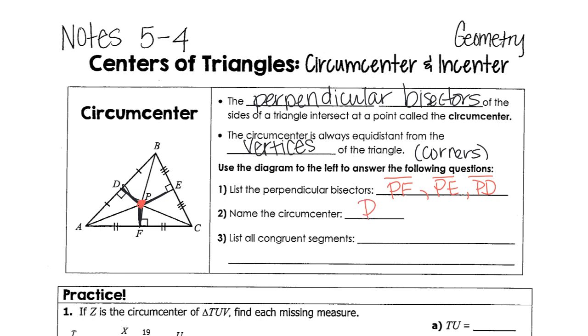So now we're going to list our congruent segments. I see that AF is congruent to FC. CE is congruent to EB. I see that BD is congruent to DA.